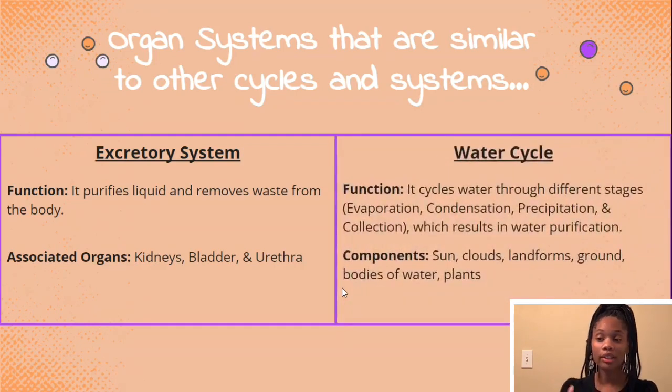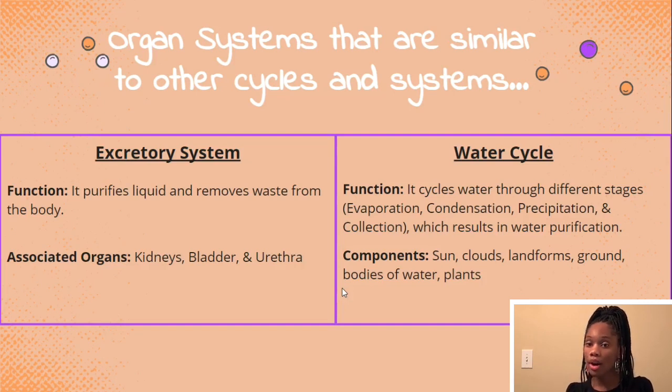The water cycle's function is to cycle water through different stages. And when it cycles water through different stages, it eventually results in water purification. So it also purifies water, which is a liquid. And it also is composed of different components: the sun, the clouds, the landforms, the ground, the bodies of water, and plants. It takes all of those things for the water cycle to properly function.